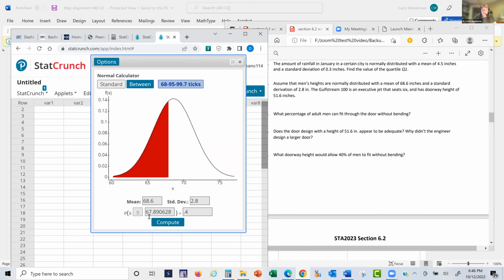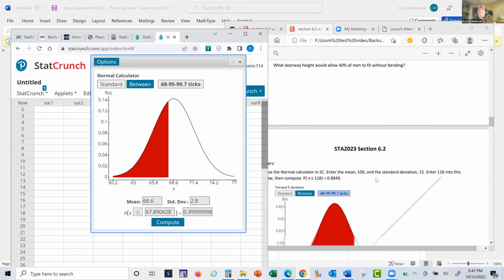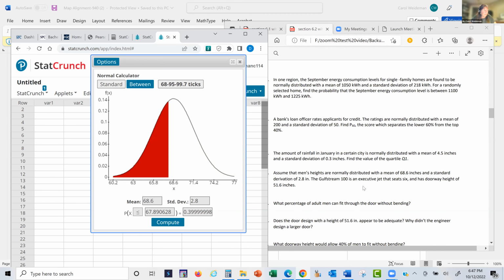So if we made the doorway 67.9 inches tall, 40% of men would be able to get on without bending. And you can see it on the picture here. Let's do the tick mark so you can see it better. So there's the number we just calculated, 67.9, which is a little bit below the mean. So if you had that doorway height, 40% of the men would not have to bend. But again, the problem with it is the design of the plane has limitations on how high the doorway height can be. I think that's it. Yeah, that's it on the problems that I gave you this week.